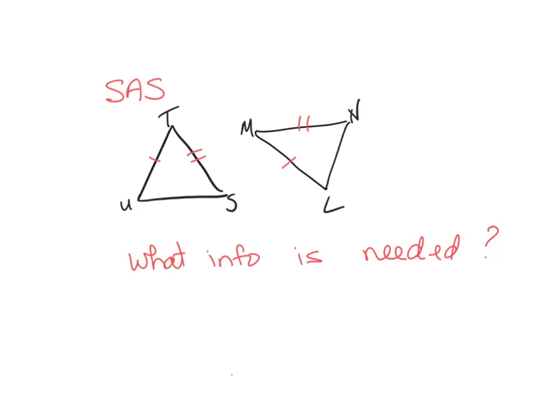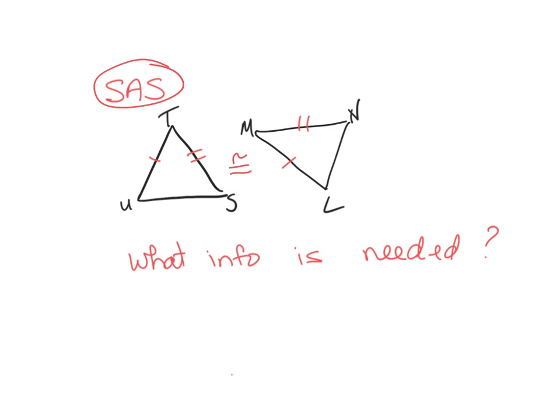Okay, so what they're telling you is this is what they're giving you. The left side of that first triangle is congruent to the right side, and the bottom side of that one is congruent to the top side. Everybody see that? And they want to know what information is needed to conclude that these two triangles are congruent by SAS, okay?